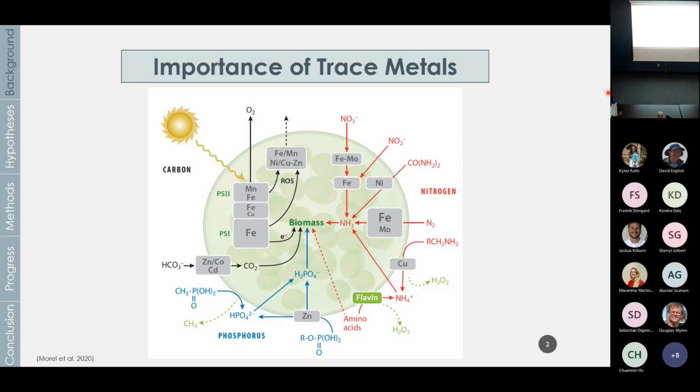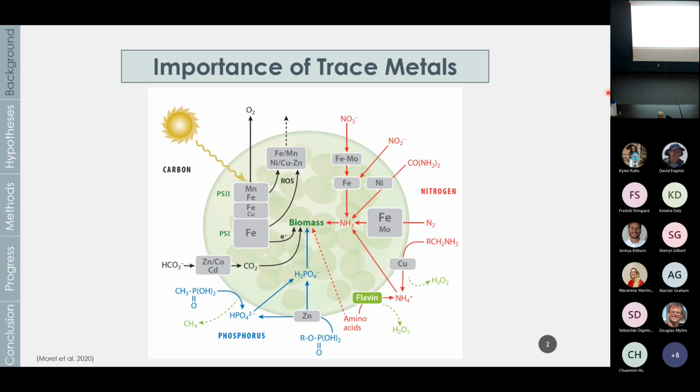So to take a step out, I want to talk about the importance of trace metals overall. We know that trace metals are elements that are present in very small concentrations in the oceans, usually on a nanomolar or 10 to the negative 9th scale. However, we also know that they're important for macronutrient acquisition.